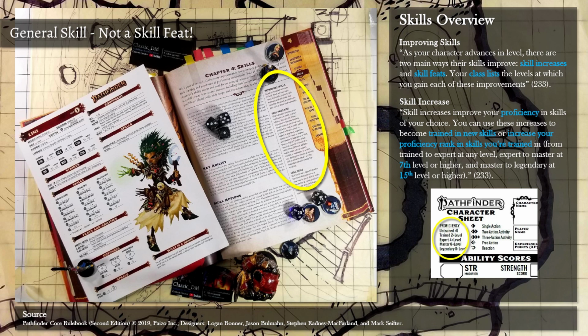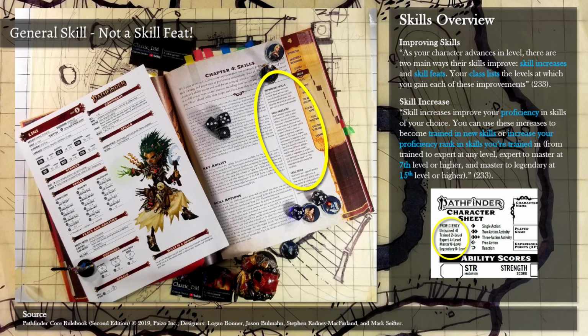So at the very top, take a look at the sidebar. You have improving skills. As your character advances in level, there are two main ways your skills improve. This is very important to understand. There are two different things going on here. One of them is your skill increases, and you get skill feats. Your class list, which is in the class chapter of your book, will tell you when you gain a skill increase or a skill feat.